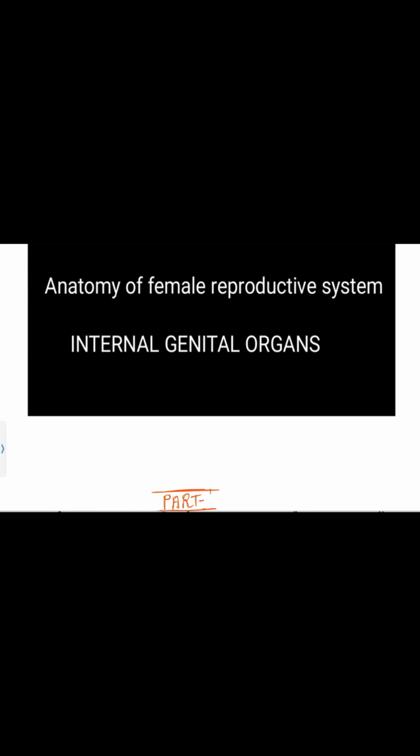We are here with the last session of Anatomy of Female Reproductive System, that is part 6, and we will discuss the last part of the internal genital organs. So before going to today's session, we will briefly recall what we have discussed so far.